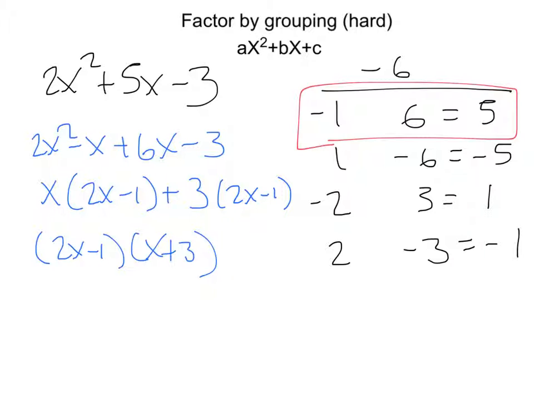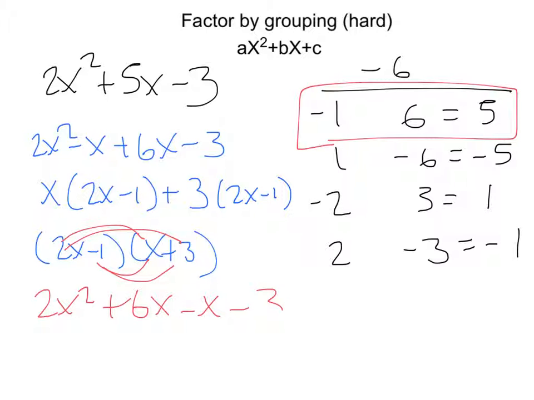And so that's our factored form, and then what we want to do is check this real quick. So we say 2x times x gives us 2x squared, 2x times 3 is plus 6x, negative 1 times x is minus x, negative 1 times negative 3 is minus 3. Add this up, and we get what we started with. So that means we did that one right.